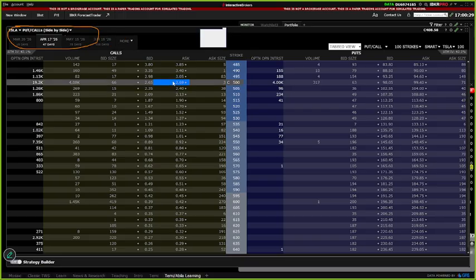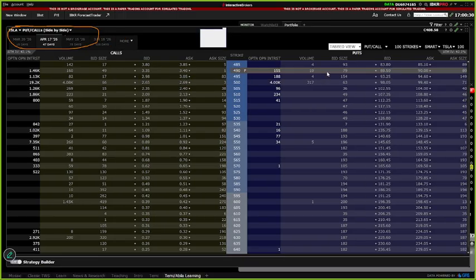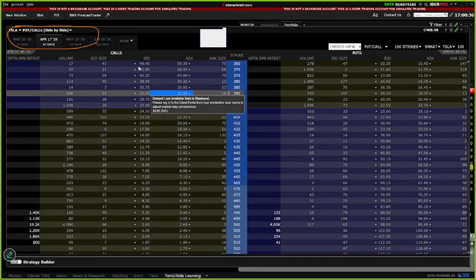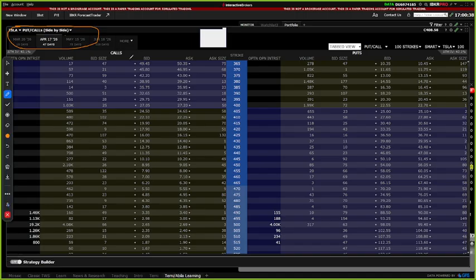I'm gonna make this bigger. Okay, so it's still the same thing we're seeing, right? Our call section is here. Our puts are still the same, right? But we're just using a different view.